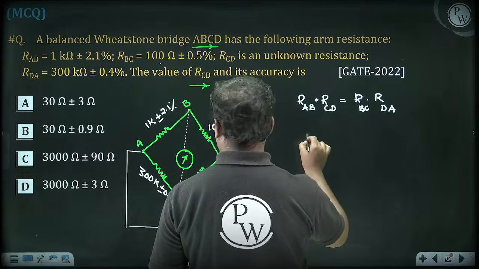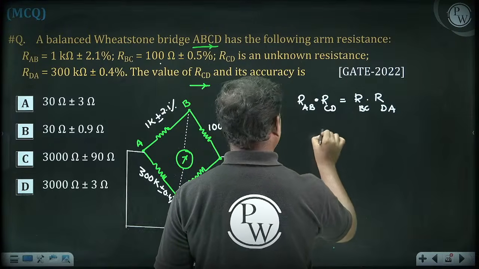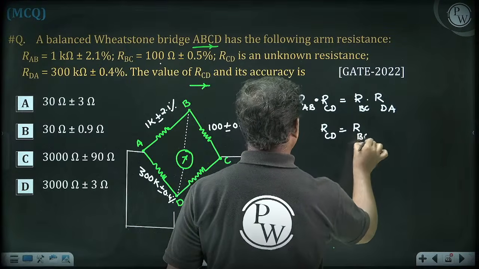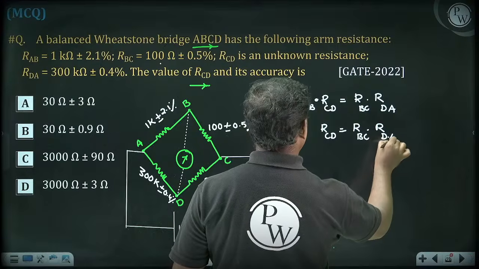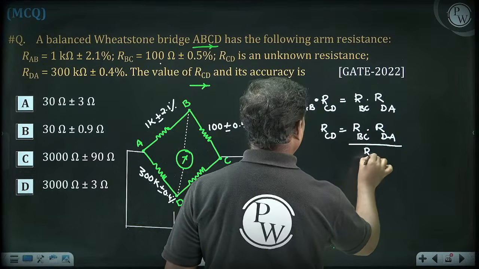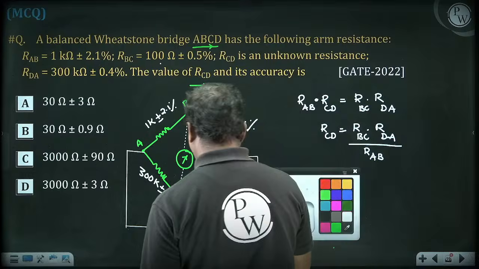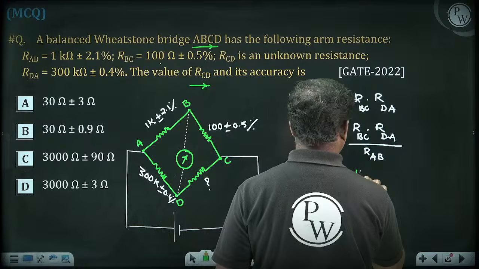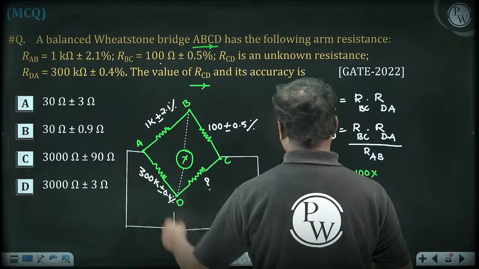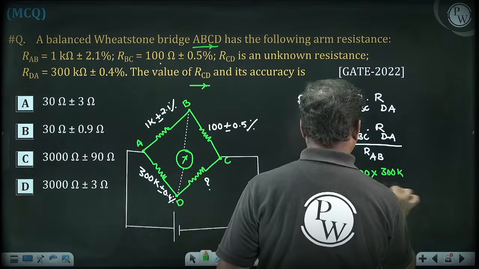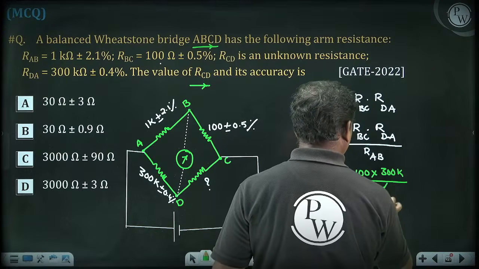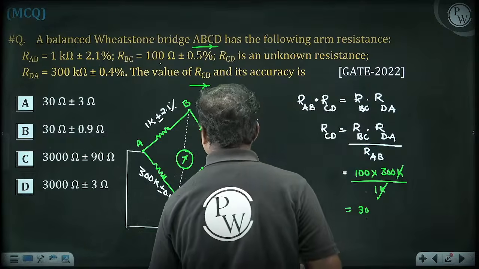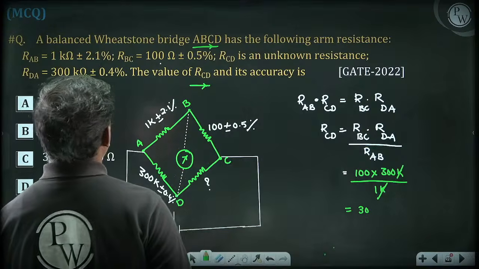So I need RCD. So RCD is equal to RBC RDA divided by RAB. Now if you check, what is RBC? That is 100 into RDA 300K divided by RAB 1K. So K and K get cancelled. We are going to get 30,000. But 30,000 is not there in the options. Balanced, how is it possible?